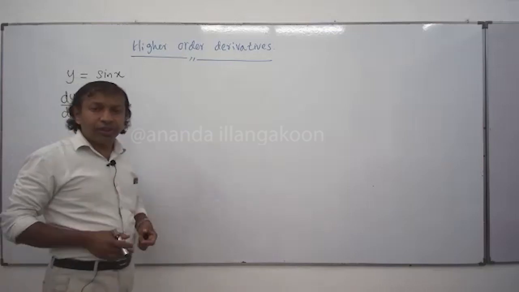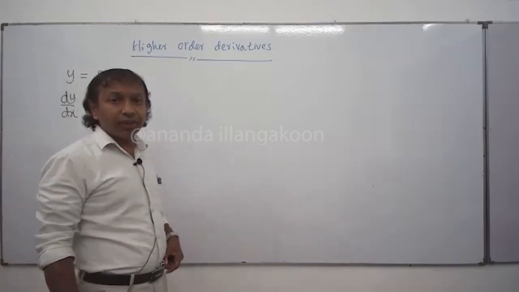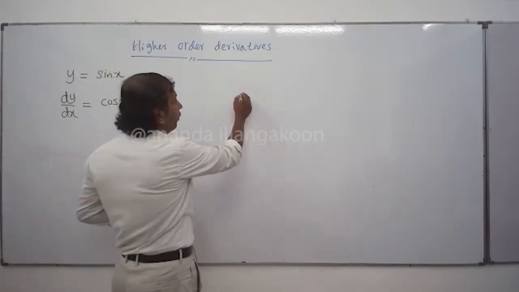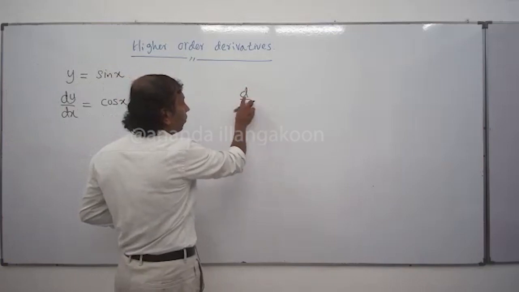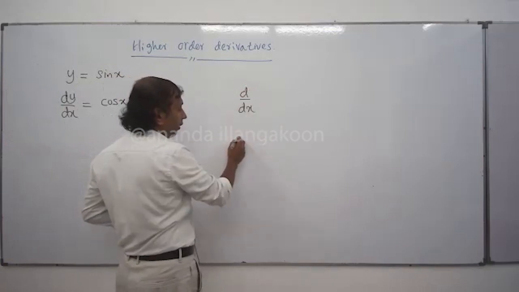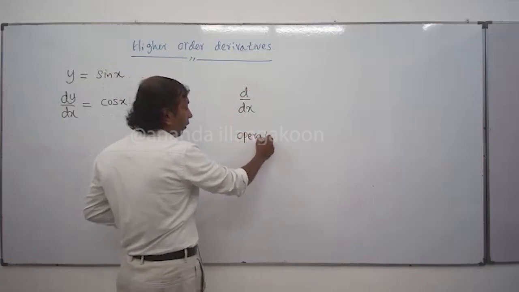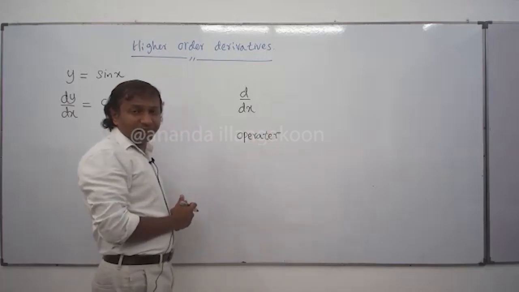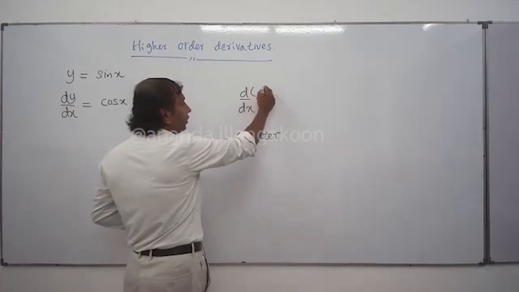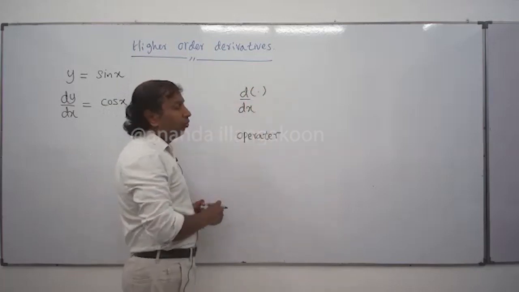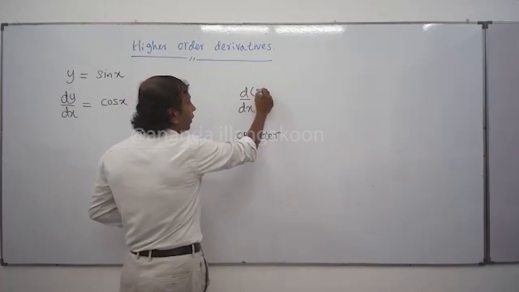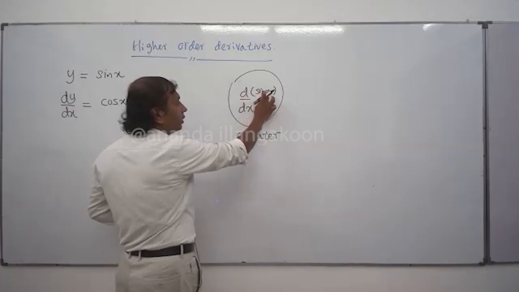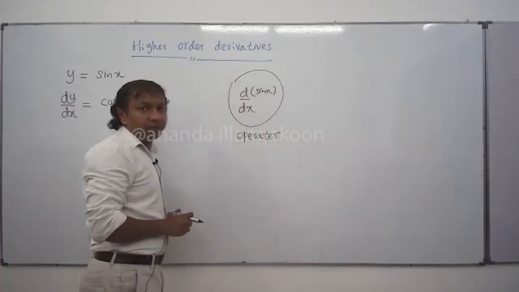I am going to differentiate again. You know, when we need to differentiate something, the operator we have to apply on that is this. This is called the differential operator. The function that should be differentiated is put here. For example, if I put sine x here, then the meaning of this whole thing is: differentiate sine x with respect to x.